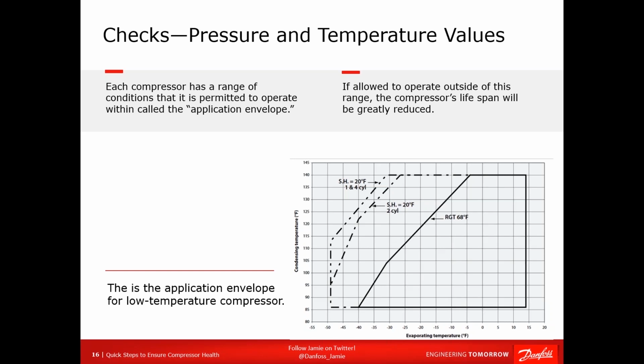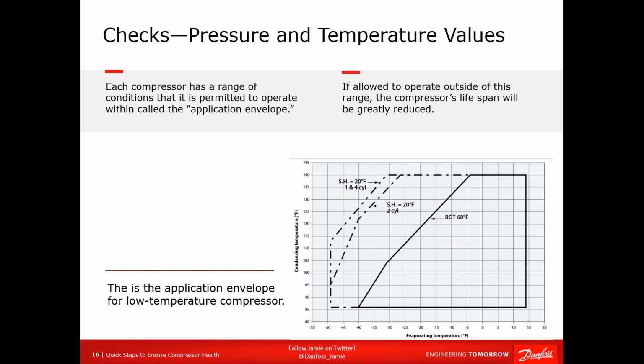If it stays within this application envelope, you're going to get 10 years or more out of the compressor. If you operate outside of the envelope, you will get substantially less. So you'll notice there is a dotted line and a solid line here. As the evaporating temperature drops, you will notice you get to a point where the maximum condensing temperature, and of course pressure, starts to drop. So if you want to run this thing at minus 30, you can get away with it with a 1 or 4 cylinder compressor, not so much with a 2-cylinder.